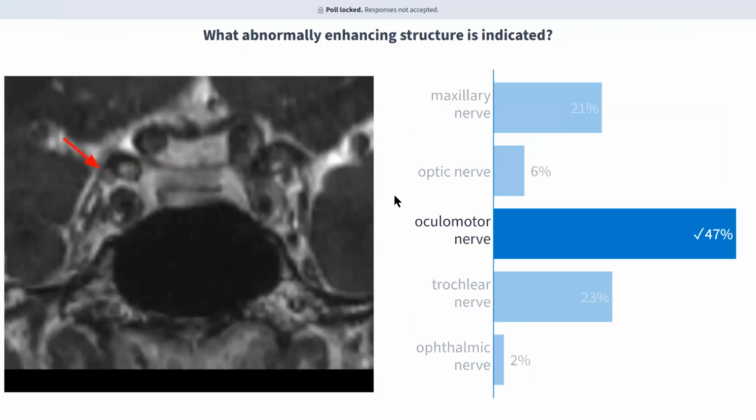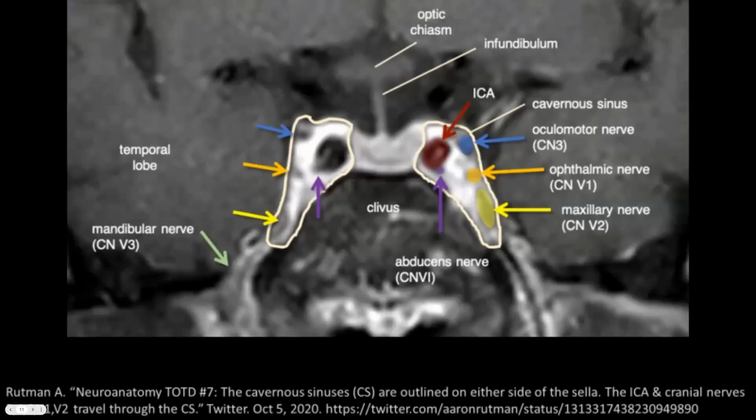Okay, and a plurality, 47%, got the correct answer, which is oculomotor nerve. So this coronal image is going through the cavernous sinuses. Here's an image that I took from Dr. Ruttman through Twitter, showing the MRI anatomy of the cavernous sinus.